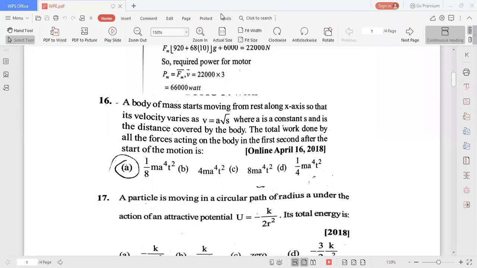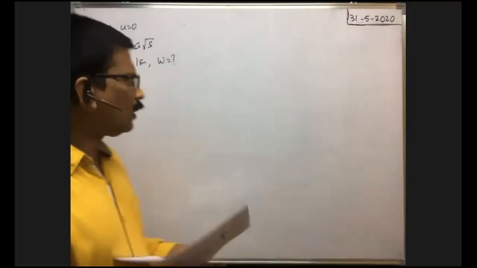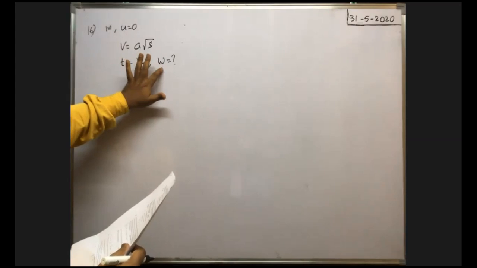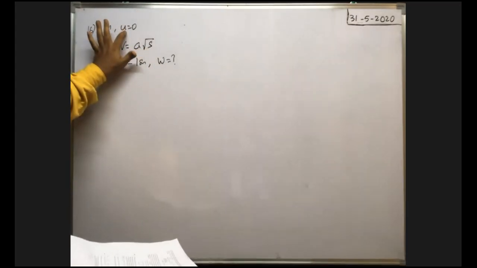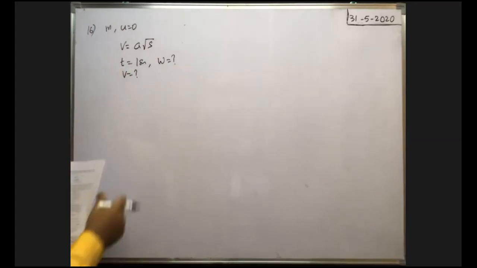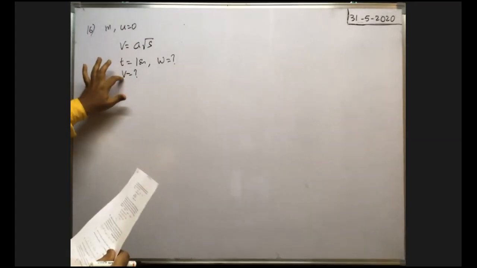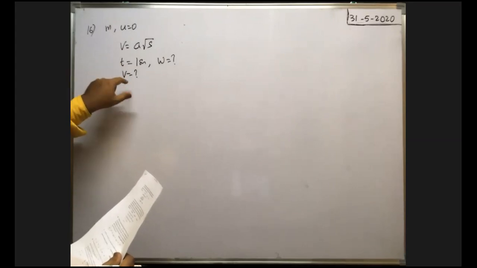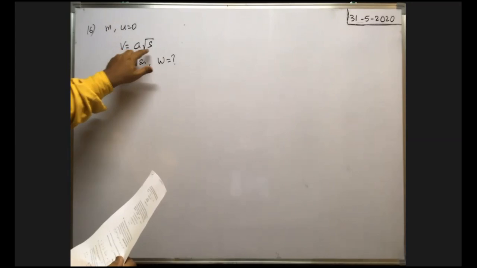Now all of you look at the board. What is the net work done on the body? Initially the body is at rest. After 1 second, if you find the velocity of the body, that means we need the relation between velocity and time, but we are given the relation between velocity and displacement.